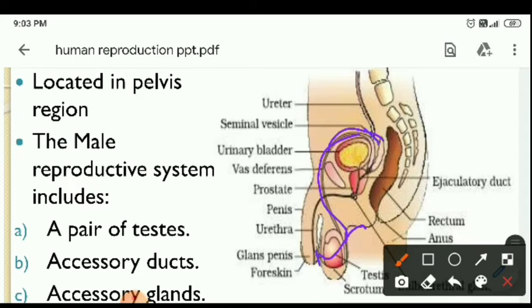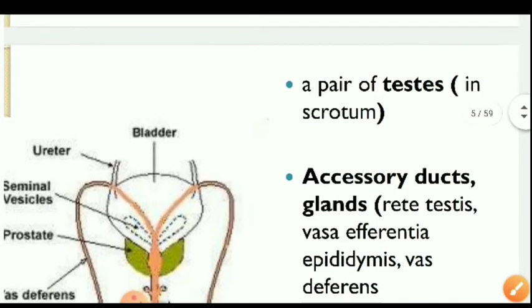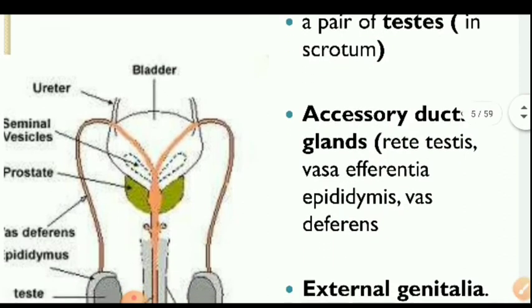Here is the ejaculatory duct, which receives the seminal vesicles, and next it leads to the penis, and this is the foreskin. This is the glans penis. This is the urethra, and the urethra is the passage for both urine and semen. Okay.